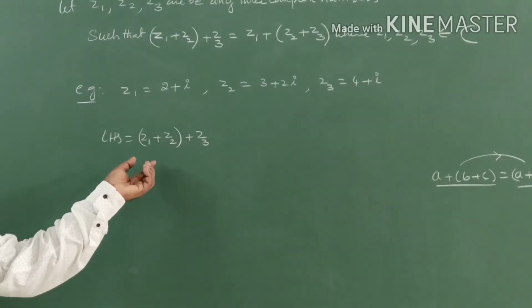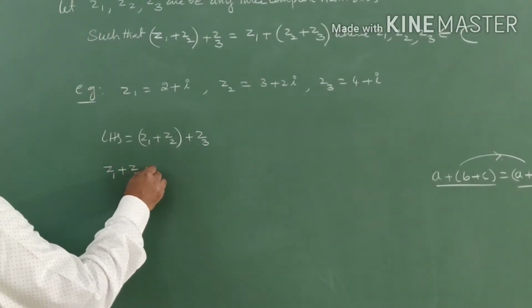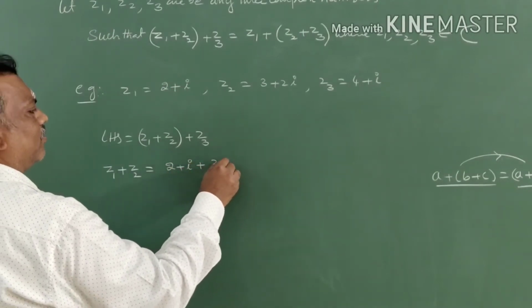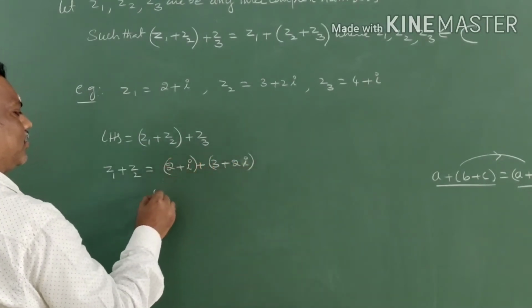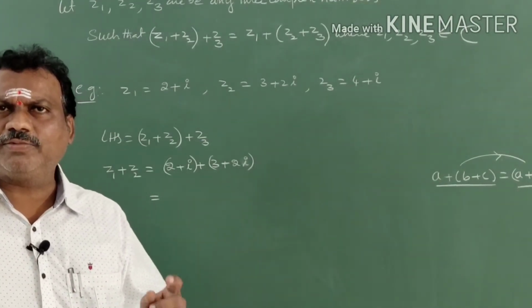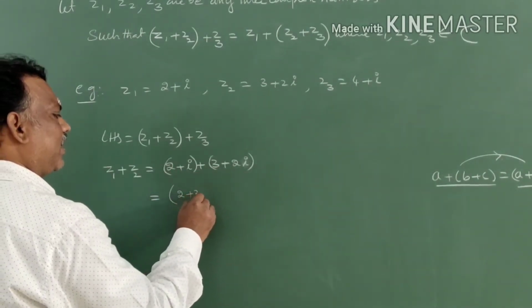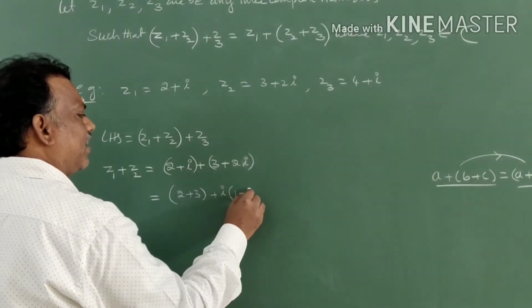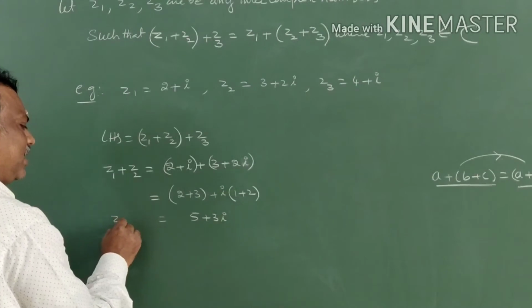Whenever it is given like this, first we have to simplify the bracket value. What is the bracket value here? Z1 plus Z2. Z1 value is known here, 2 plus i, and Z2 value is known here, 3 plus 2i. So we want to add these two. Addition of complex numbers: sum of real parts plus i times the sum of imaginary parts. Here the real parts are 2 and 3, so 2 plus 3, plus i times the imaginary parts, the i coefficients being 1 and 2. So we can write it as 5 plus 3i. This is nothing but Z1 plus Z2.